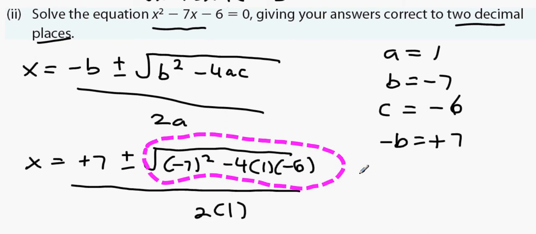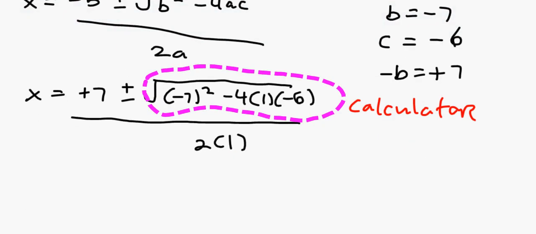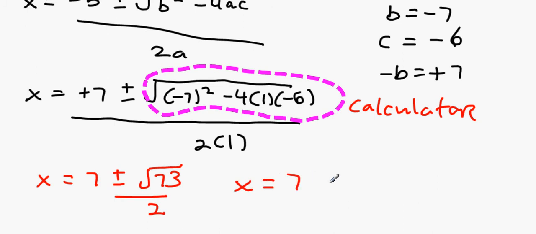So once it goes into the calculator, we're just going to put it right in, and we're going to get root 73. X is equal to 7 plus or minus root 73 divided by 2. Therefore, x is equal to 7 plus root 73 divided by 2, or 7 minus root 73 divided by 2.